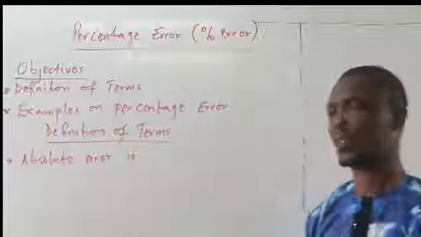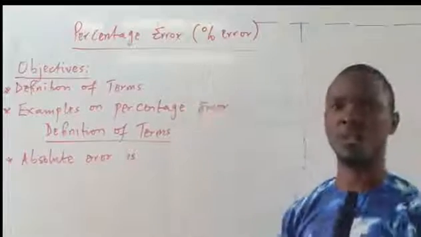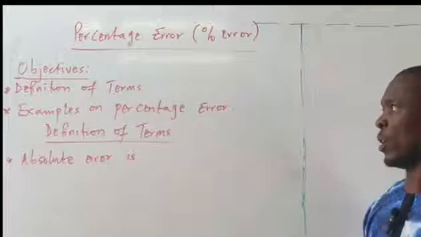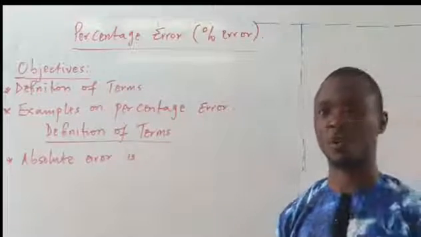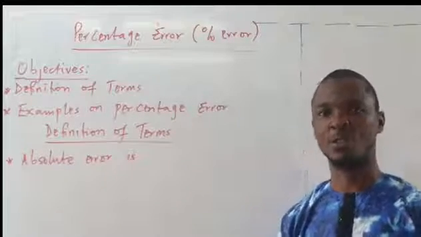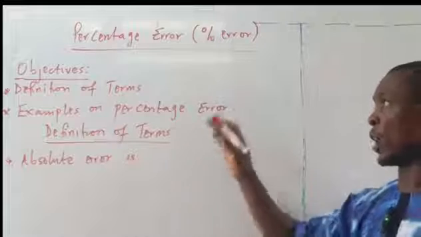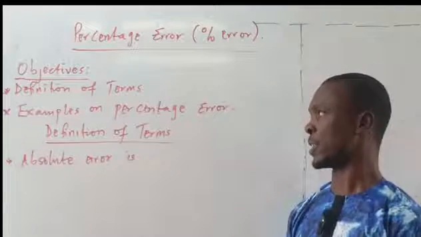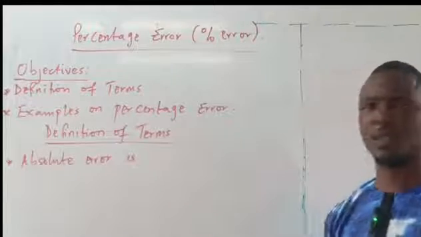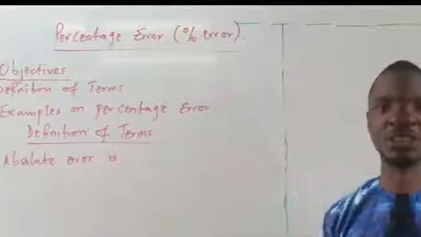Welcome back. So this is the continuation of limit of accuracy. The next topic is percentage error, and under percentage error we are going to be looking at the definition of terms. We have some terms you need to know under percentage error. Then we have examples on percentage error. Let me start with the first objective, which is definition of terms.